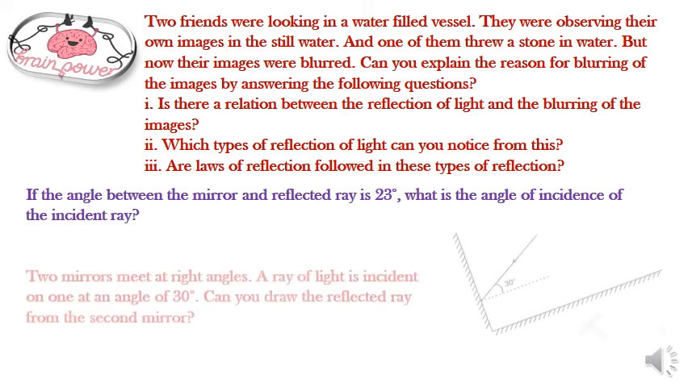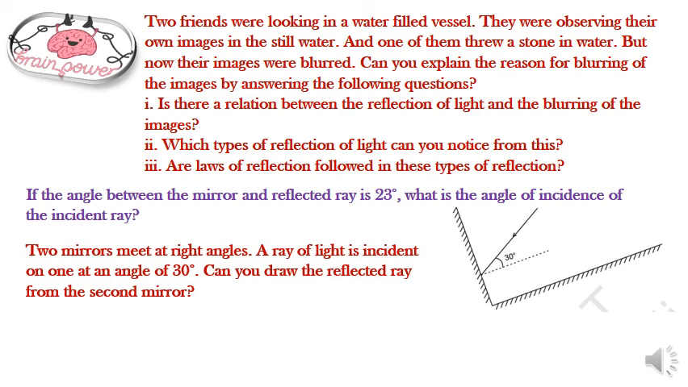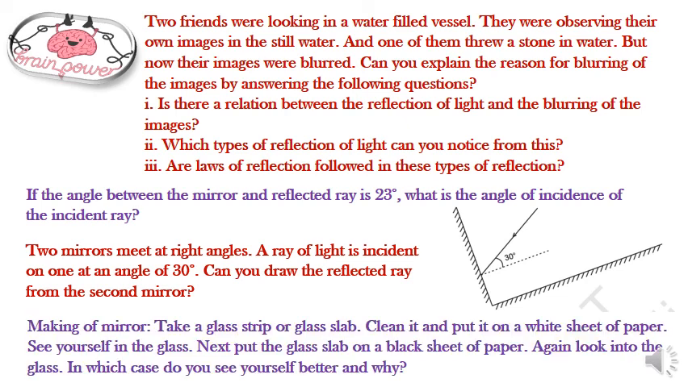Question 3. Two mirrors meet at right angles. A ray of light is incident on one of the mirrors at an angle of 30 degrees. Can you draw the reflected ray from the second mirror? This is a little bit activity oriented, so you will understand this kind of thing better.